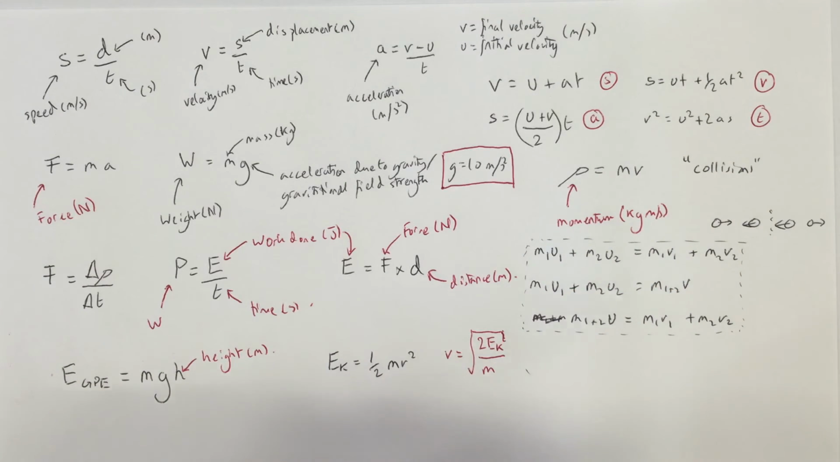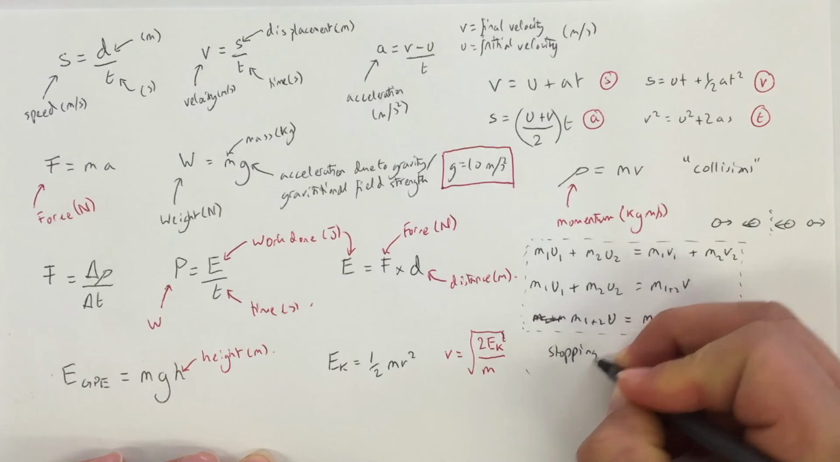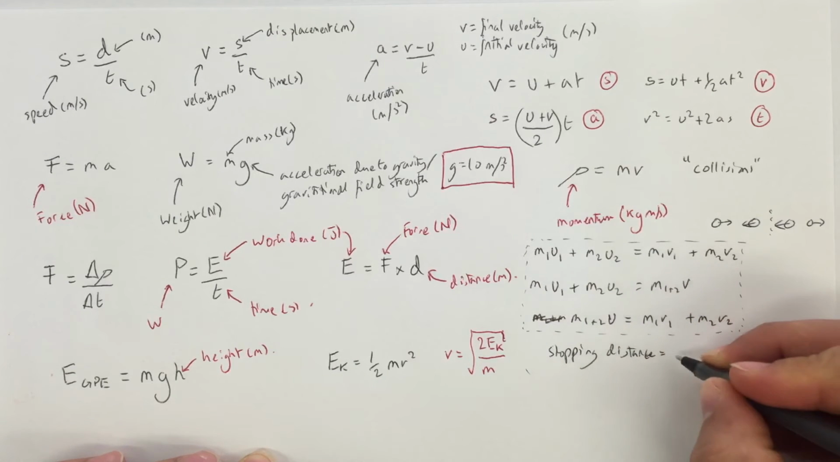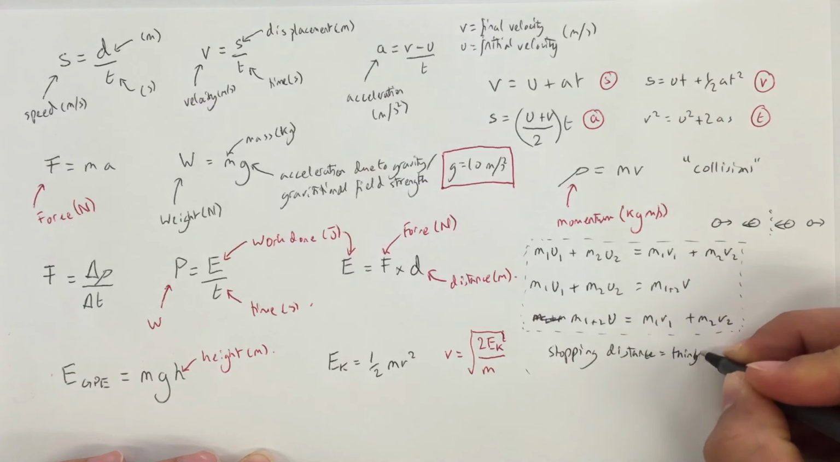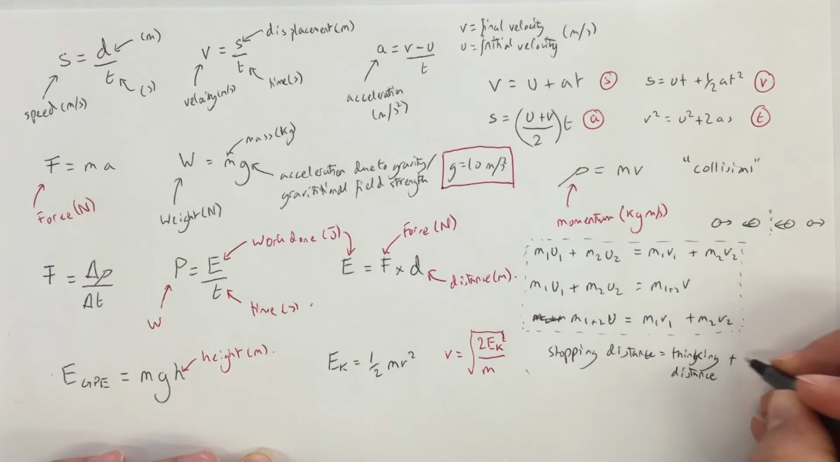Another quite simple equation that we do is stopping distance, which is equal to thinking distance plus braking distance. So that's in car safety.